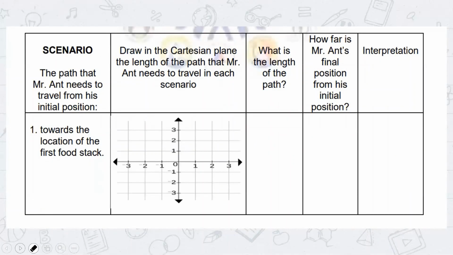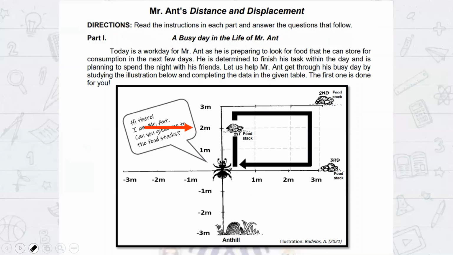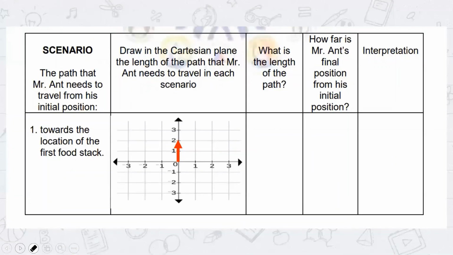In this table, you are given a scenario. What you need to do is to draw in the Cartesian plane and answer the questions provided in the columns. Scenario number 1. The path that Mr. Ant needs to travel from his initial position towards the location of the first food stack. Let's take a look at the diagram. So here we can see the ant has to travel 2 meters up. So in the Cartesian plane, we just have to draw a line with an arrowhead up to 2 meters.